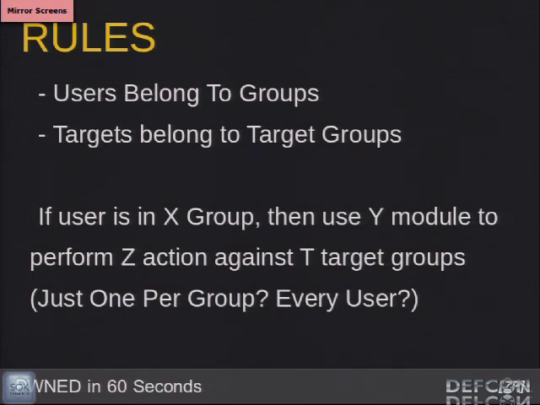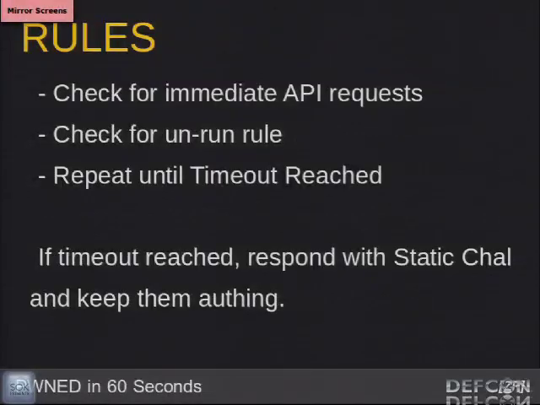So we write these rule sets basically to say if a user is in this group and they're in this module, perform this action against these targets. And should we do it just once or per every user, but I'll show that in a second. So the rule sets go through this sequence of automatically looking for these API requests, looking for these unwritten rules, and keep doing it. Keep going through this until it times out. And if it times out, keep the user authenticating by not letting them time out and disconnecting them, but doing a stack challenge.